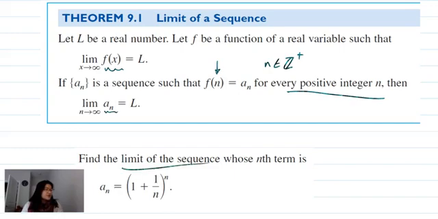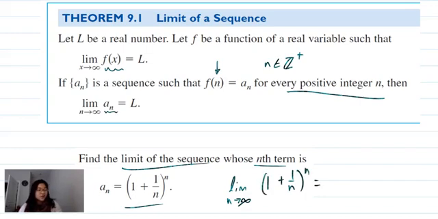So find the limit of the sequence whose nth term is this. That's the same as saying limit as n approaches infinity of 1 plus 1 over n to the n power equals what? What number is that? And maybe you remember, maybe you don't, but this is one of our special limits, and that's going to be Euler's number.